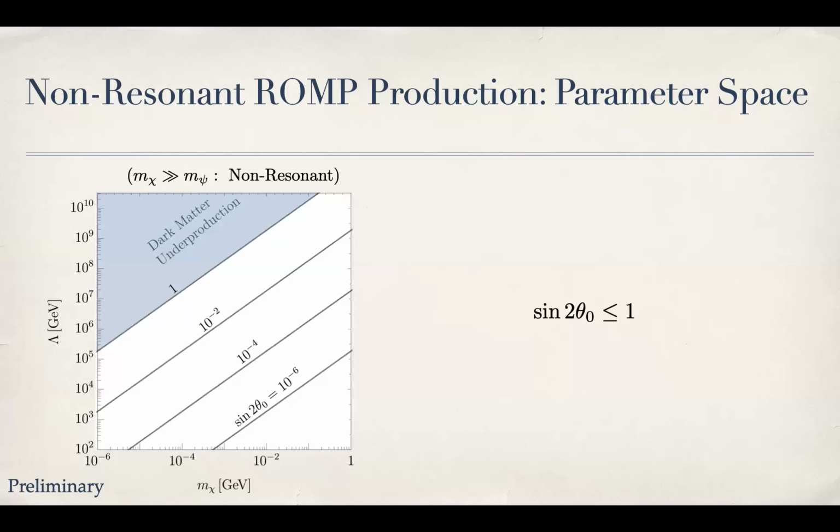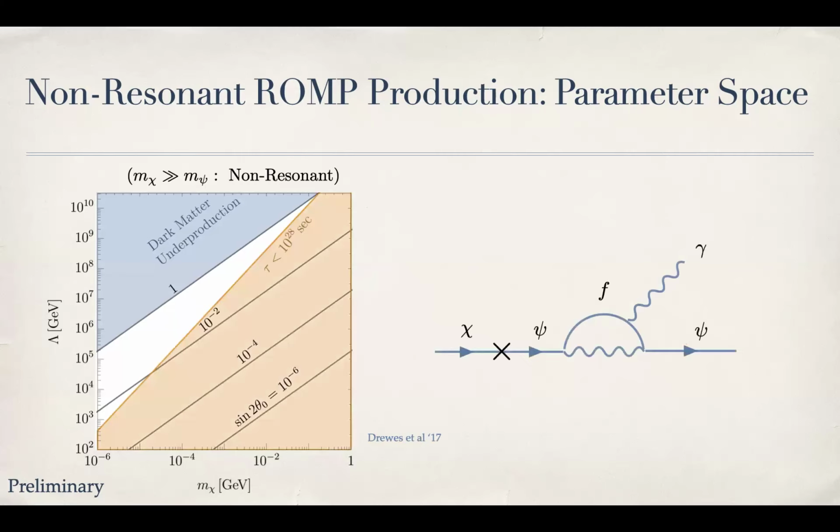So first, if your vacuum mixing angle is greater than 1, which is not possible, right? What happens in this region above here is that you need a vacuum mixing angle greater than 1 to get the right dark matter abundance. So that's not possible. So you just can't produce dark matter in this region shown here. Dark matter is just underproduced. Okay. Now, what about this region here?